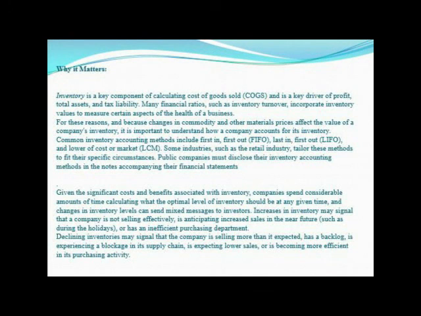Now, why does it matter? Inventory is a key component of calculating cost of goods sold, which we will discuss in detail when we make the income statement of the organizations, and the different methods for calculating inventory like LIFO, FIFO. LIFO means last in first out, FIFO first in first out. You will study in C2 inshallah, but at this point the introduction of inventory will be sufficient for you people.